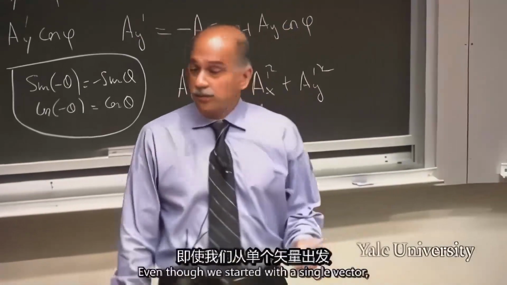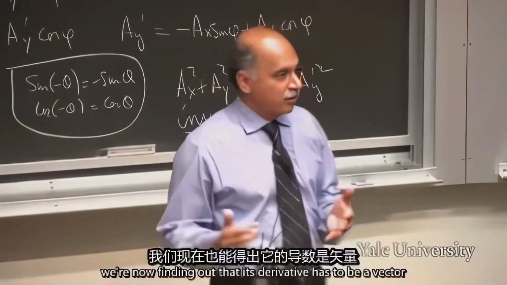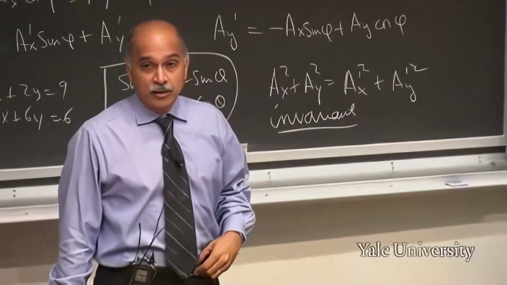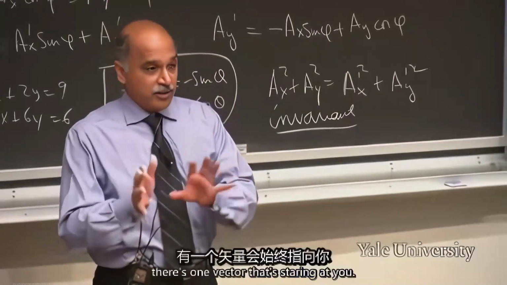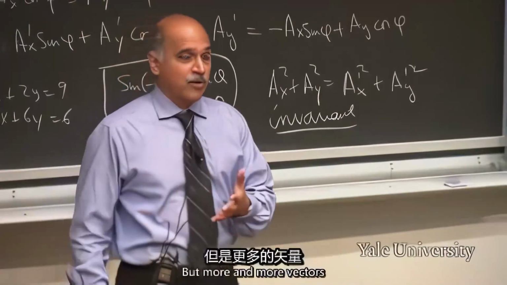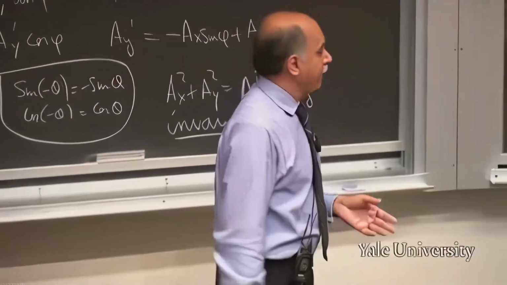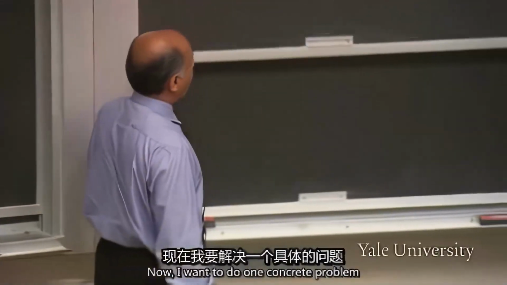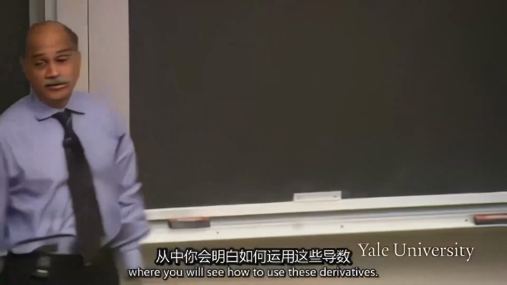So even though we started with a single vector, which is the position vector, we are now finding out that its derivative has to be a vector, and the derivative of the derivative is also a vector. Again, when you learn relativity, you will find out there's one vector that's staring at you. I'll come to what that is. That's the analog of the position vector. But more and more vectors can be manufactured by taking derivatives. Okay, so now I want to do one concrete problem where you will see how to use these derivatives.